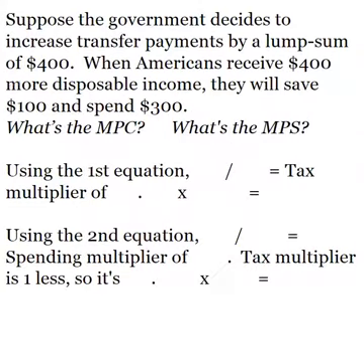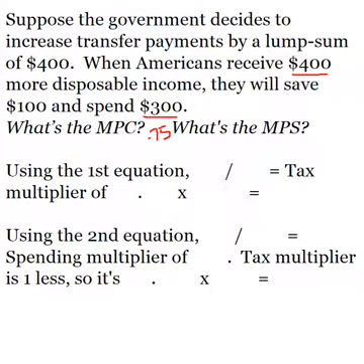We have seen how the multiplier equations work for taxes. Now let's do an example with transfer payments. So here we have government transfers increased by a lump sum of $400. When Americans receive $400 more in their disposable income, they'll save $100 and spend $300. So what's their MPC? Remember this equation, that is the change in spending divided by the change in disposable income. 3 divided by 4 is 0.75.